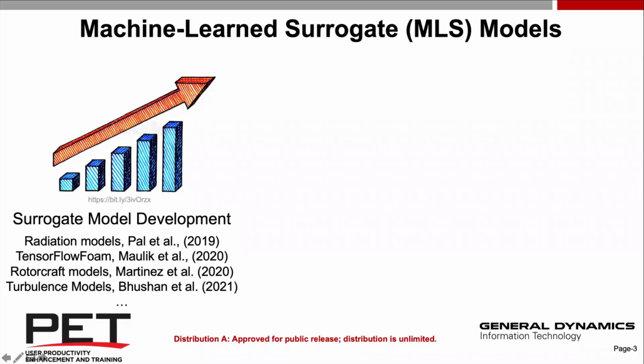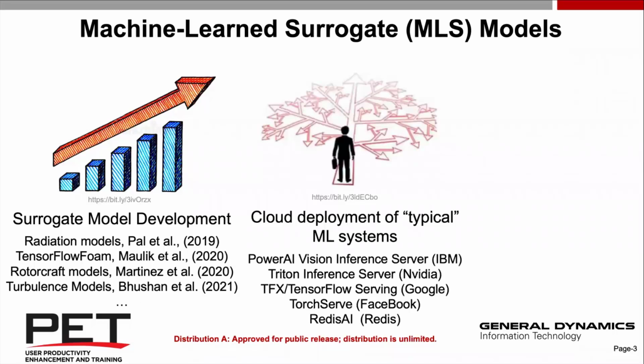And there are also a number of solutions for deploying typical machine learning systems to the cloud. And when I say typical, I mean object detection or image classification systems. So there are solutions such as IBM's Power AI Vision Inference Server, Nvidia's Triton Inference Server, Google's TFX with TensorFlow Serving, Facebook's TorchServe, and Redis's RedisAI.